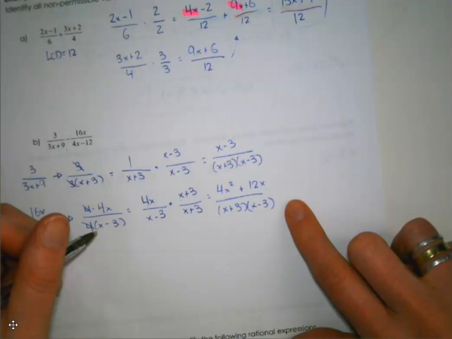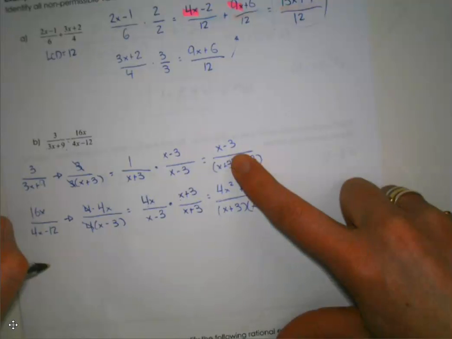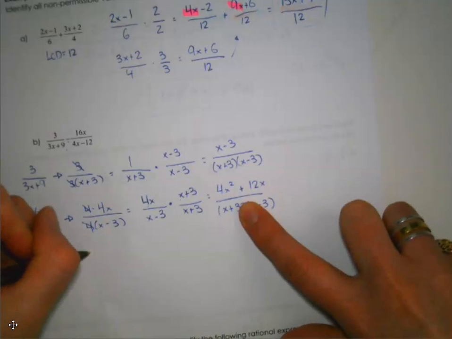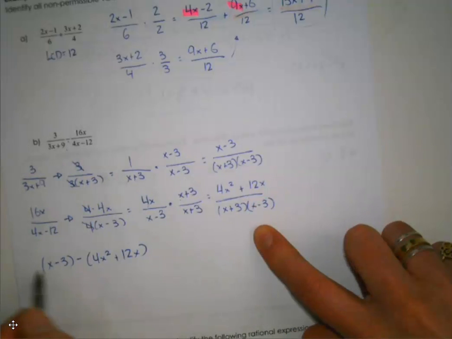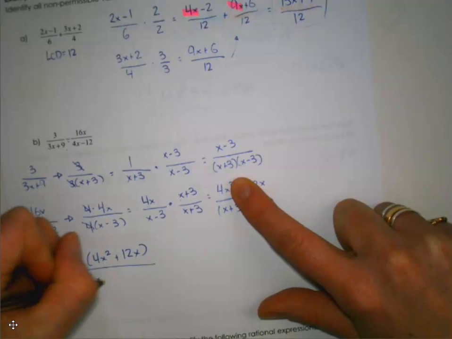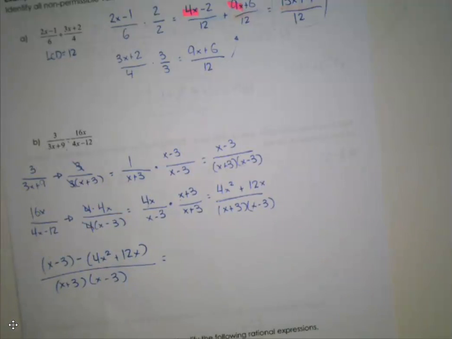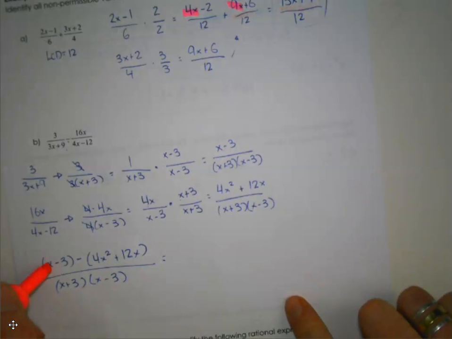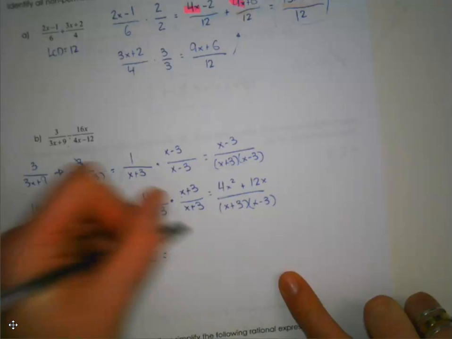Okay, so now that we have common denominators, we want to do the operation with the numerators. So we're going to have x minus 3 is one expression. Our operation is to subtract, and then 4x squared plus 12x. And all of that will be over the common denominator we just found, which was x plus 3 times x minus 3. So now we want to combine like terms. So our only like terms here actually are the x values. So we're going to have x minus 12x, which is going to give us negative 11x.